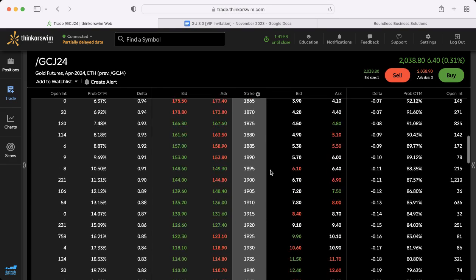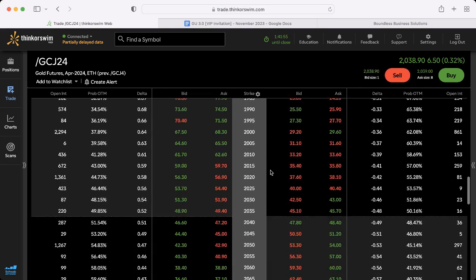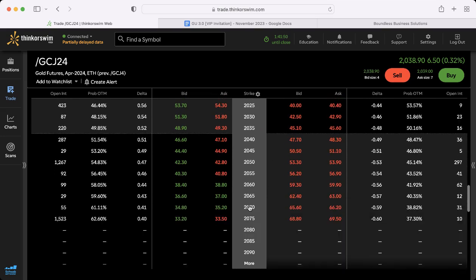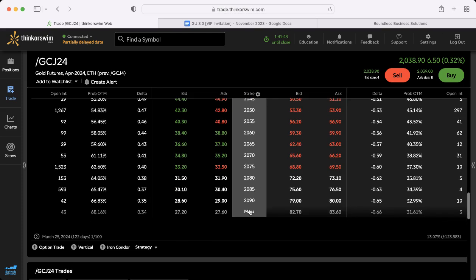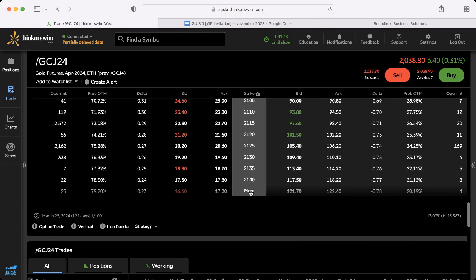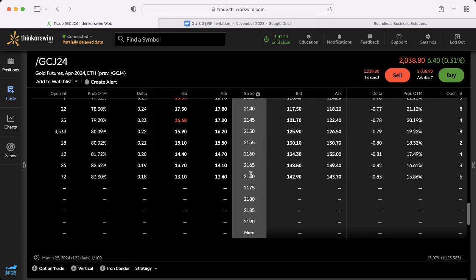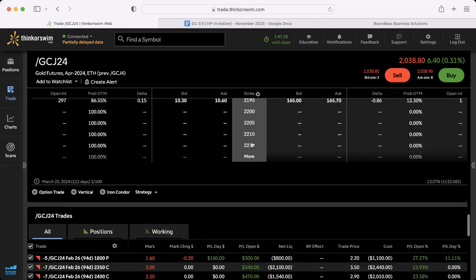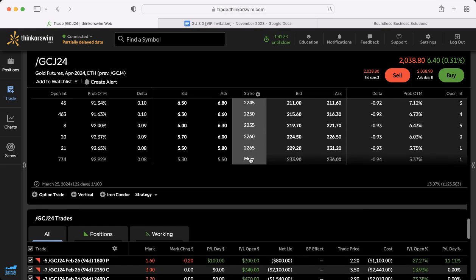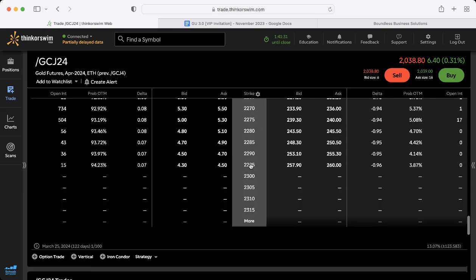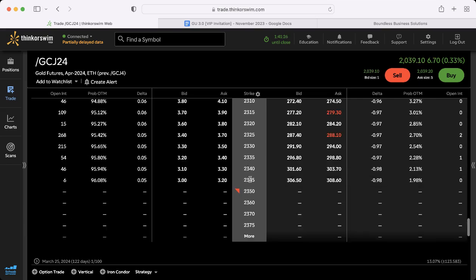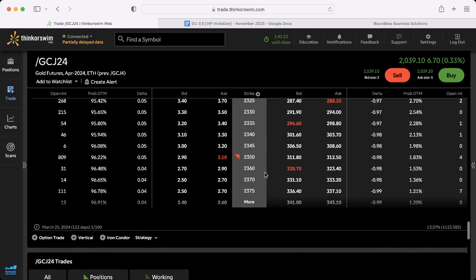We're going to cycle down. Remember, we're coming all the way back to at the money, which is here. And now let's look at our calls. We're going to click more. That's the second time, third time, fourth time, fifth time, 6, 7, 8, 9, 10, 11, 12. And that doesn't even get us to our 2400 yet.